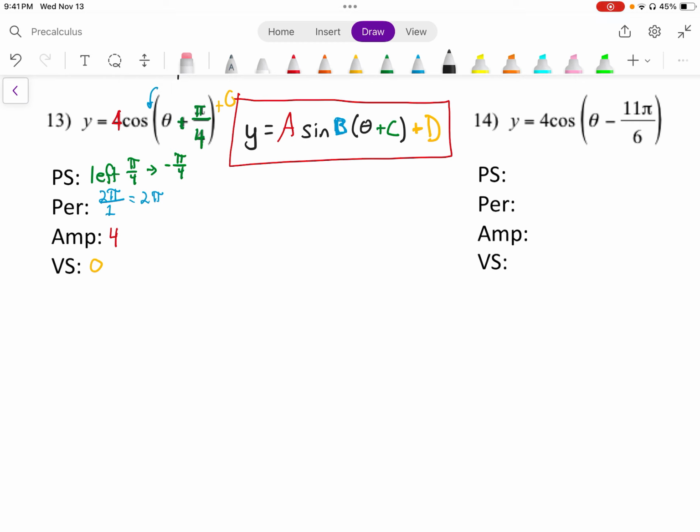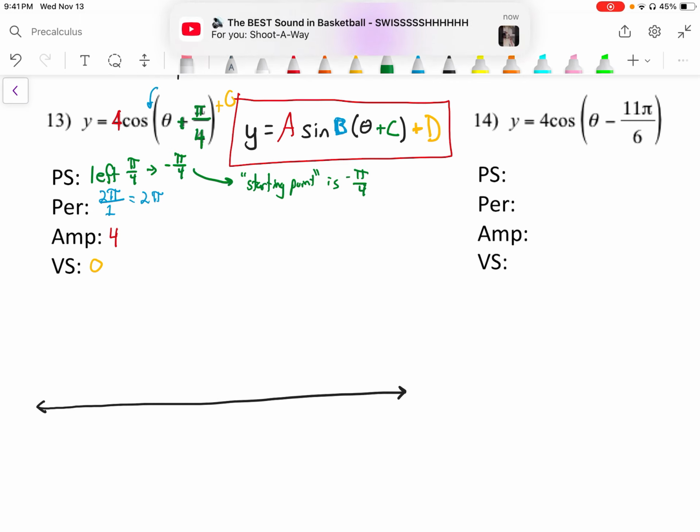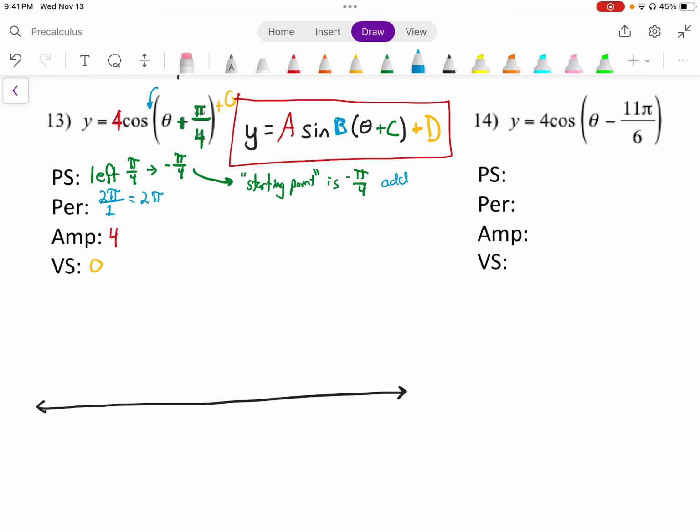Let's go ahead and put our horizontal axis. We're not going to put our y-axis in there yet because there is a phase shift. So let's talk about that phase shift. The starting point of our cycle that we're referring to is negative pi over 4. And we're going to add the period to get our ending point.